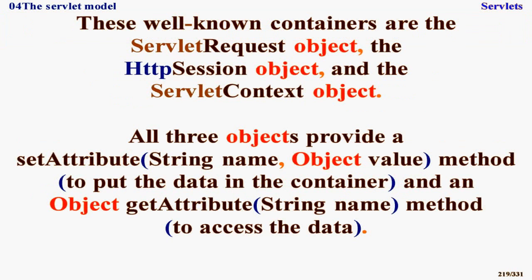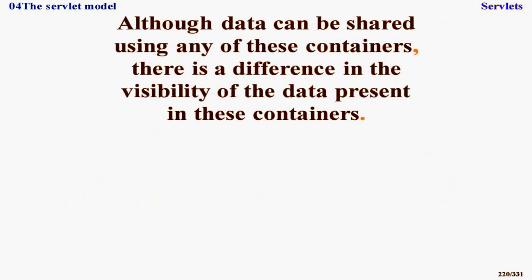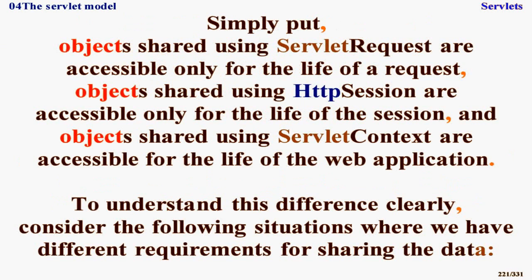All three objects provide a setAttribute(String name, Object value) method to put the data in the container, and an Object getAttribute(String name) method to access the data. Although data can be shared using any of these containers, there is a difference in the visibility of the data present in these containers. Simply put, objects shared using ServletRequest are accessible only for the life of a request. Objects shared using HTTP session are accessible only for the life of the session, and objects shared using Servlet context are accessible for the life of the web application.